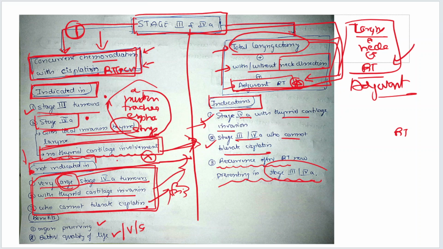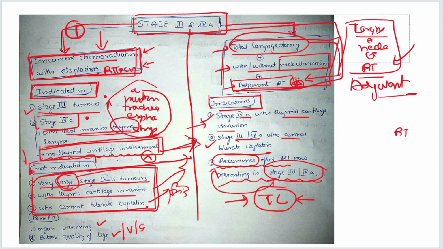Stage 3 and stage 4, recurrence. It is not a fresh case. Stage 3 and stage 4 recurrence, you go for total laryngectomy. Stage 1 and stage 2 recurrence, you go for voice conservation surgeries.